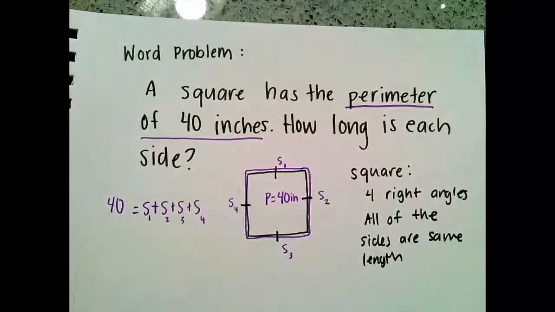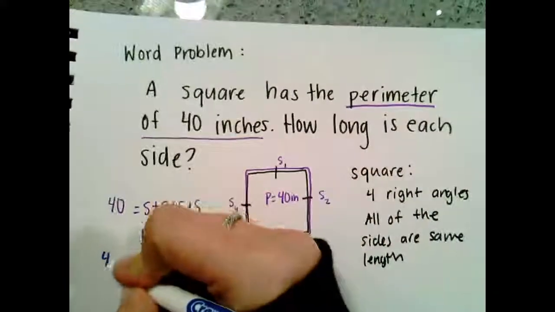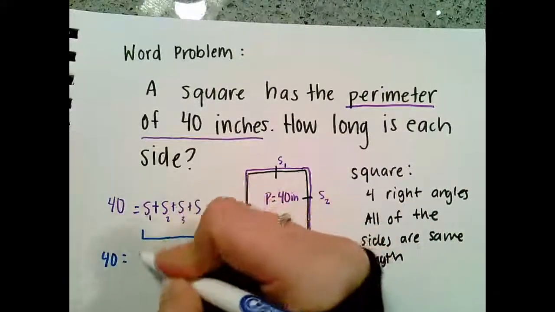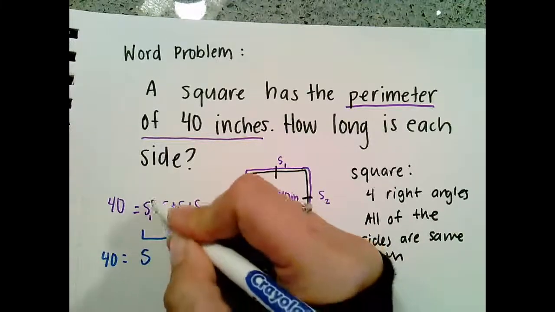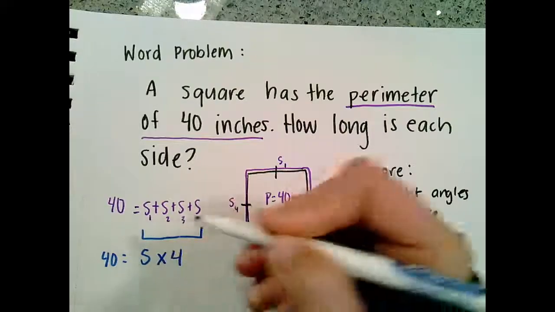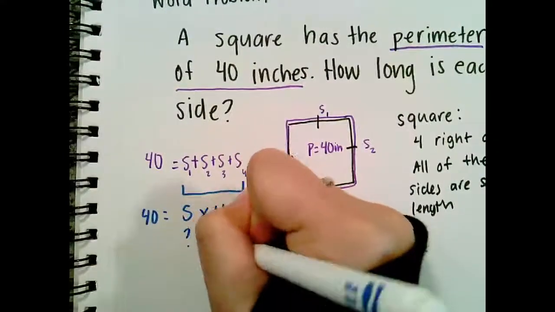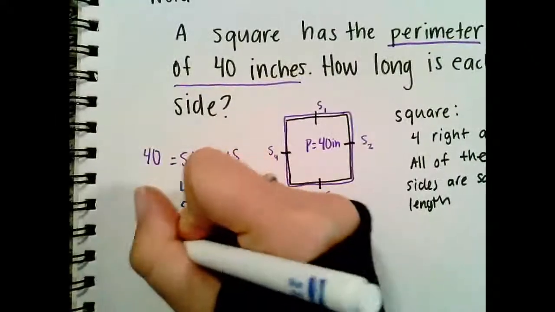Well, now I can see that I'm adding the same number 4 times right here. So I'm going to rewrite that now into an equation where, when I have that repeated addition, I'm adding the same number 4 times, I'm taking that number and I'm multiplying it by 4. So now I'm thinking, well, what number multiplied by 4 equals 40?